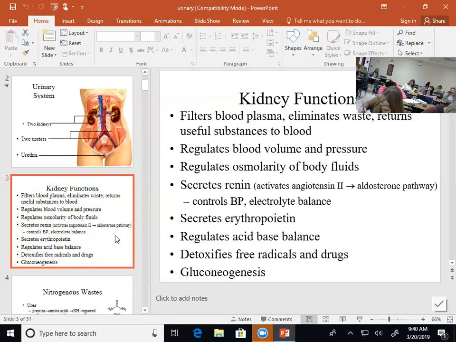Renin is a precursor molecule to angiotensin. And when we think about angiotensin, we think about the vessels doing what? What does angiotensin as a hormone do? Vasoconstricts. So the kidneys play a role in controlling blood pressure by doing this, right? Sort of indirectly, but they do. So we remember this, and this should not be new to you.